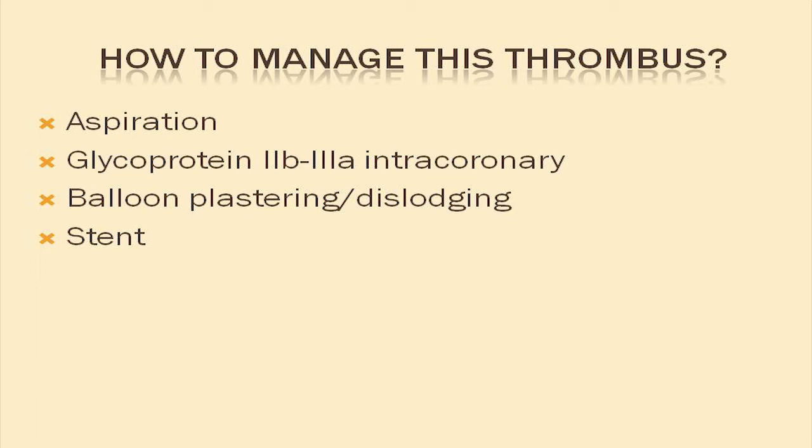So there are three options. One is to aspirate the thrombus, and second is to infuse 2B3A inhibitors intracoronary and then subsequently IV infusion. Another option was to balloon plaster the thrombus or dislodge it. And finally, if it is not yielding, then thinking of a stent. That was the last option because it is a bifurcation left main and the procedure would be complicated.